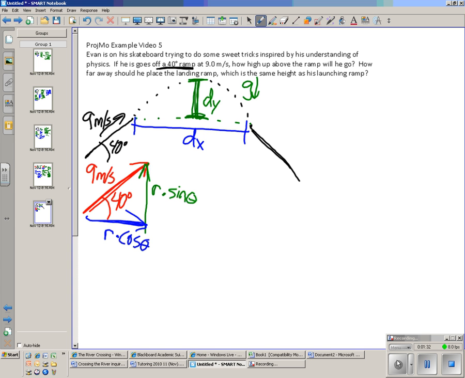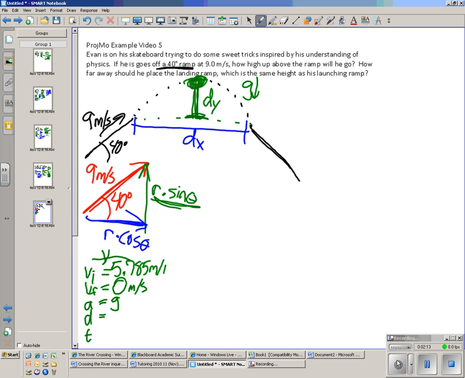Looking at my y-axis, let me go ahead and list out everything. Initial velocity, final velocity, acceleration, displacement, and time. Initial velocity, plugging in the 9 times the sine of 40, that is going to give me 5.785 meters per second. My final velocity, because I'm talking about at the peak, is going to be 0 meters per second. Acceleration is, of course, going to be little g, negative 9.8 meters per second squared.